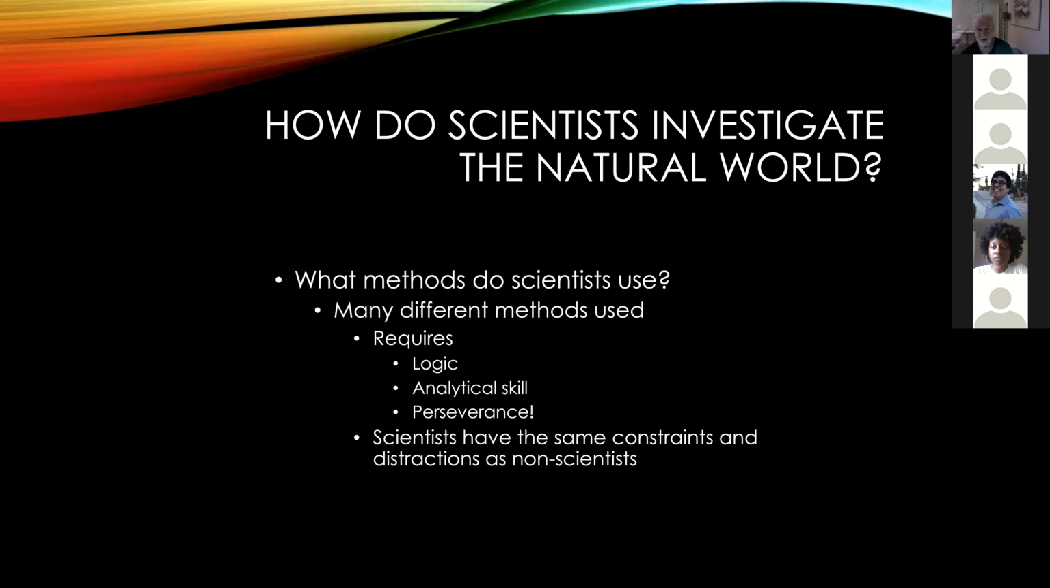How do scientists investigate the natural world? What methods are used? Well, there are many different methods, and we'll review some of those today. But scientific investigation requires logic, a certain amount of analytical skill, and very important, perseverance, because usually best laid plans don't work out, and you have to try over and over, be very persistent to actually follow a line of investigation.